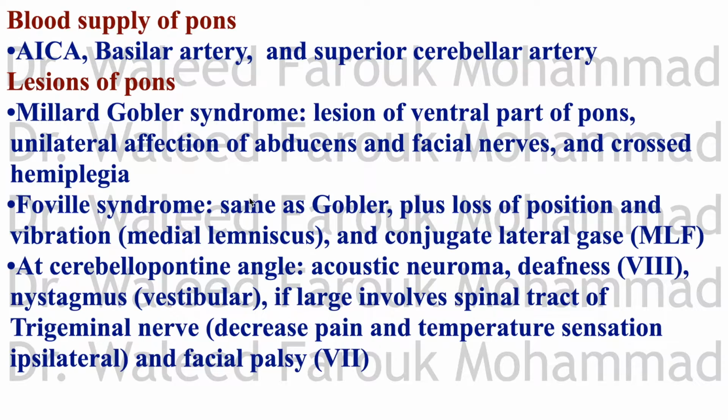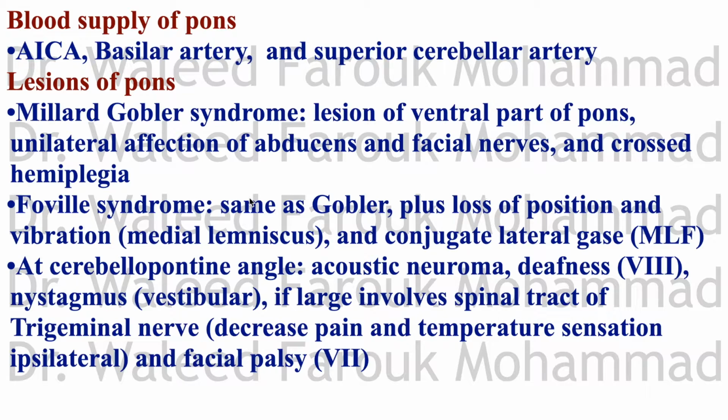Some lesions of the pons. Millard-Gubler syndrome. It's a lesion of the ventral part of the pons, so expect involvement of the abducens and facial nerves. So this will result in paralysis of the lateral rectus supplied by the abducens, and ipsilateral Bell's palsy, which is paralysis of the face muscles because of the facial nerve involvement, and also crossed hemiplegia because you saw that the corticospinal tract is in the ventral aspect of the pons.